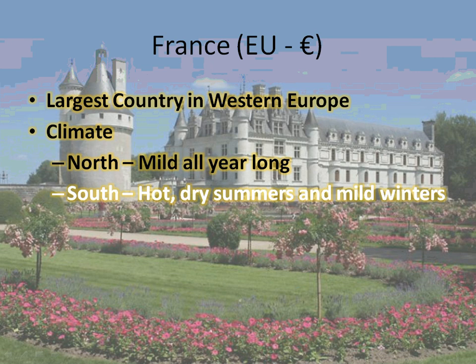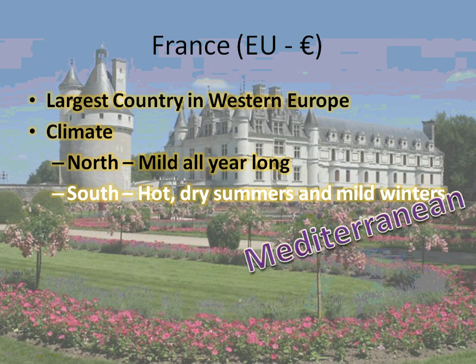And Espen, you want to tell us again what's the name of that climate? It is the Mediterranean climate. That's the name of it. The Mediterranean climate. Because it's named after what? It's named after, Jordan? The Mediterranean Sea, which southern France borders. That's right. Good. Okay, moving on.